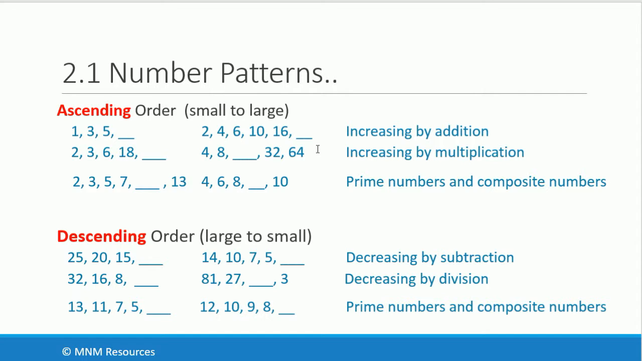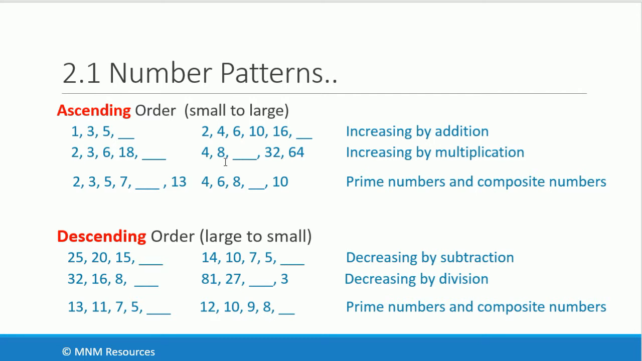Let's look at the other example, which involves multiplication. You can see that the number increases from 4 to 8, then you've got a number you've got to fill in, and then you've got 32, and then the number increases to 64. You'll be able to observe that 4 times 2 gives you 8, and 32 times 2 gives you 64. So we can see a trend of the number being multiplied by 2.